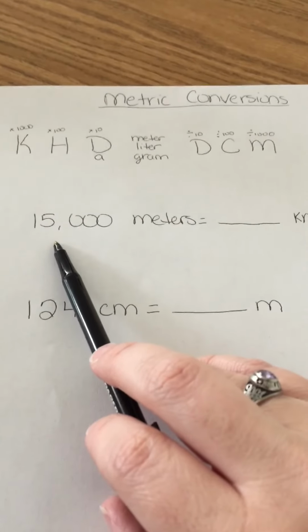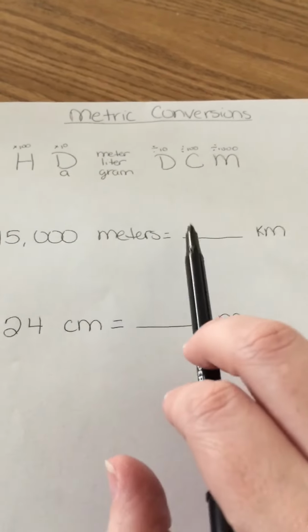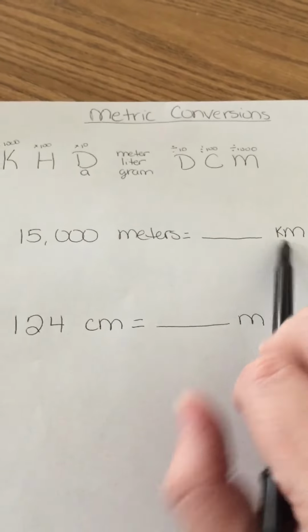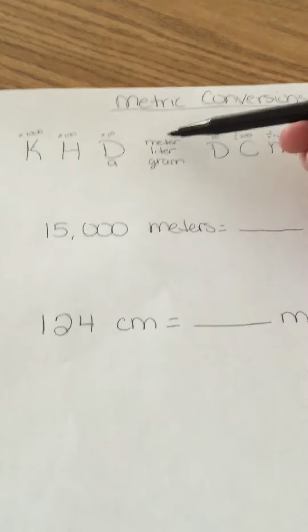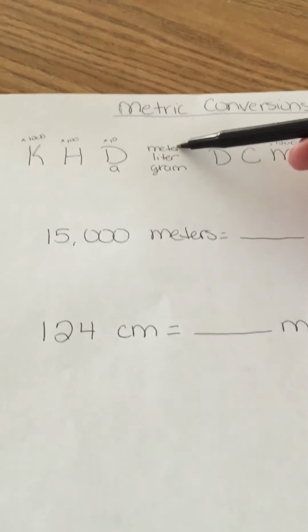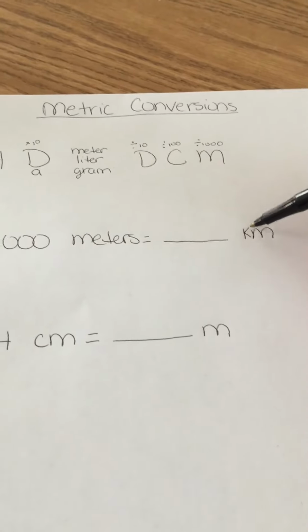The first example I'm going to go over is 15,000 meters, and I'm converting it into kilometers. So what I can do first is find where meters is on my chart. Now basic meters is just going to be here as the basic unit in the center. And I'm converting it into kilometers.